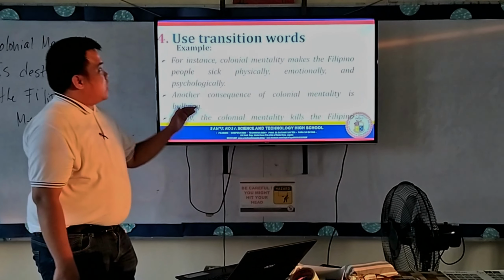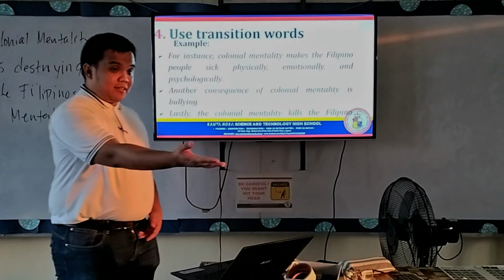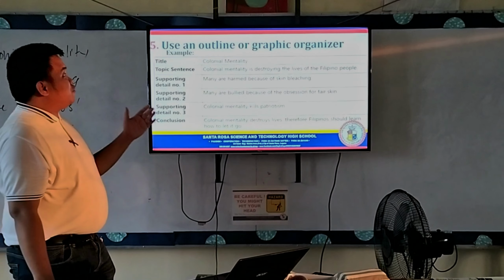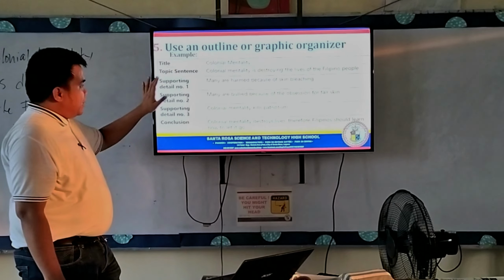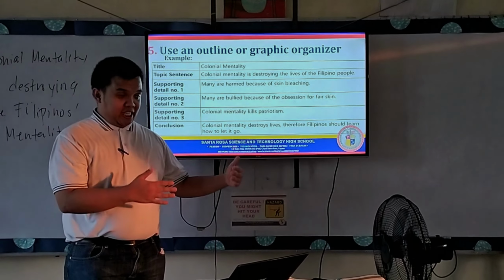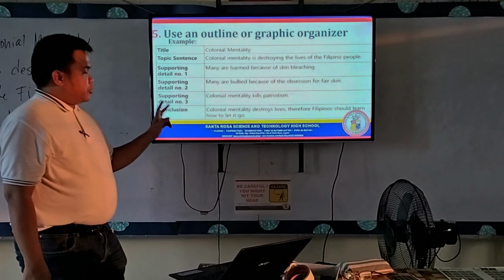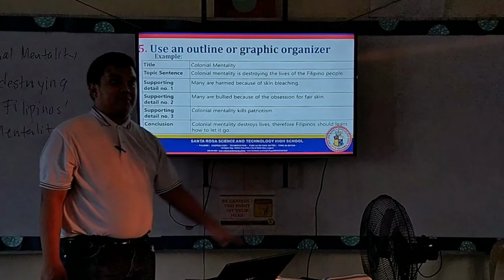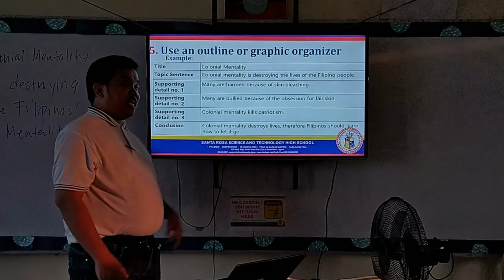Next guideline: we have to use transition words. What do you think are the transition words here, class? Okay, Dominic. Okay, very good. We have here for instance, another, and lastly. For the last guideline, we have to use an outline or graphic organizer. For that, we have the title Colonial Mentality. For the topic sentence, colonial mentality is destroying the lives of the Filipinos. Of course, we have to provide supporting details to the topic sentence. Number 1, many are harmed because of skin bleaching. Number 2, many are bullied because of obsession with fair skin. Number 3, colonial mentality kills patriotism. And in conclusion, colonial mentality destroys lives, therefore Filipinos should learn how to let it go.